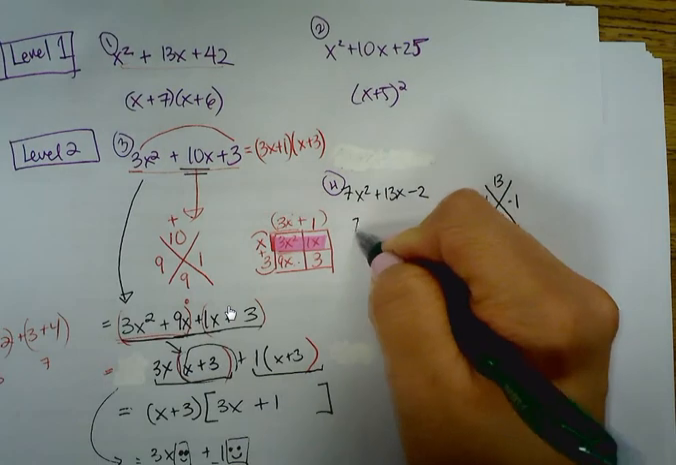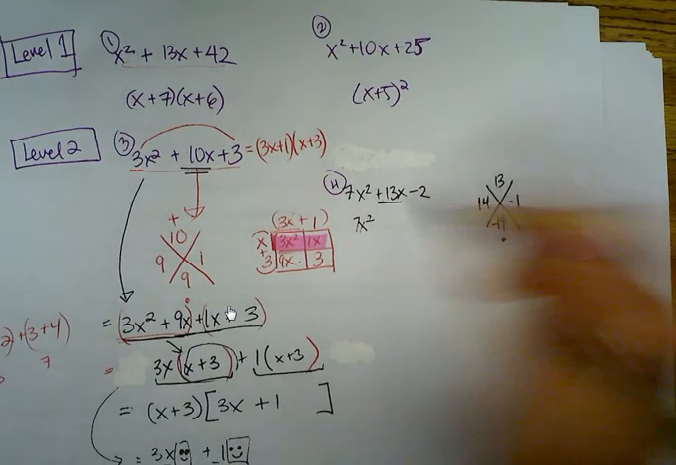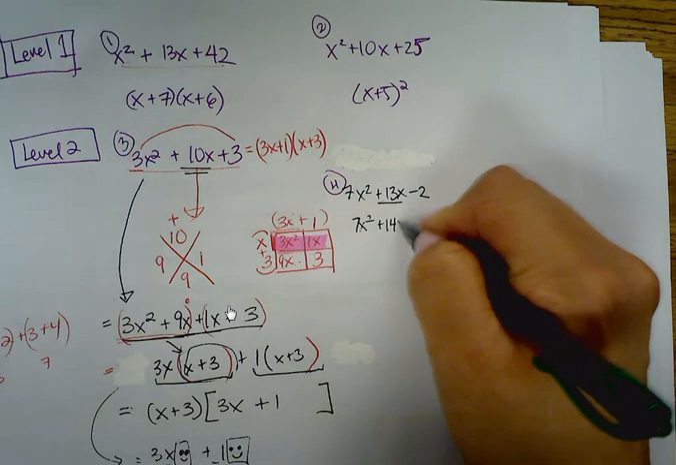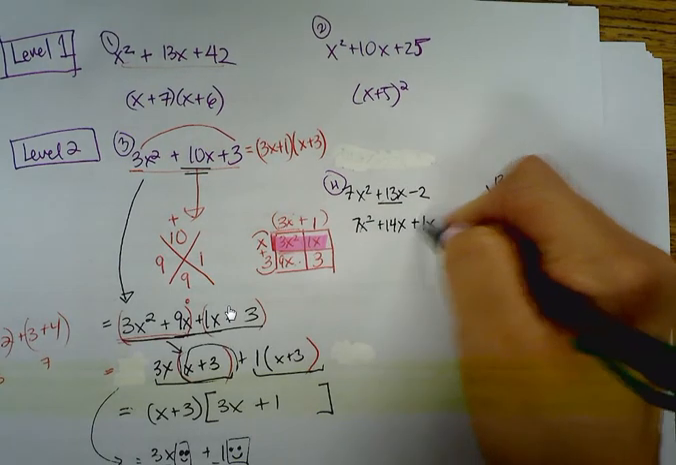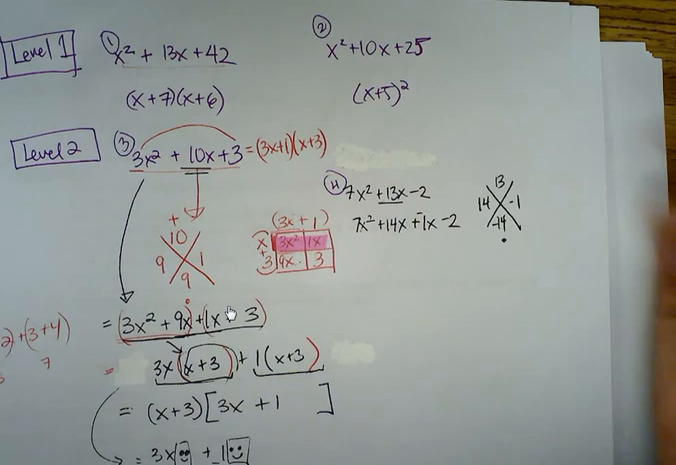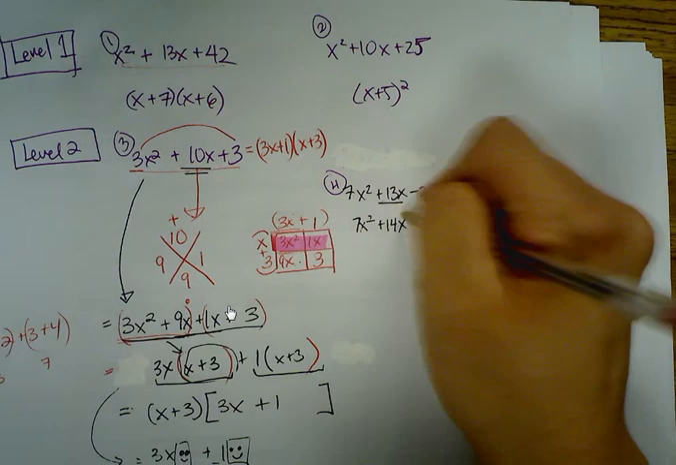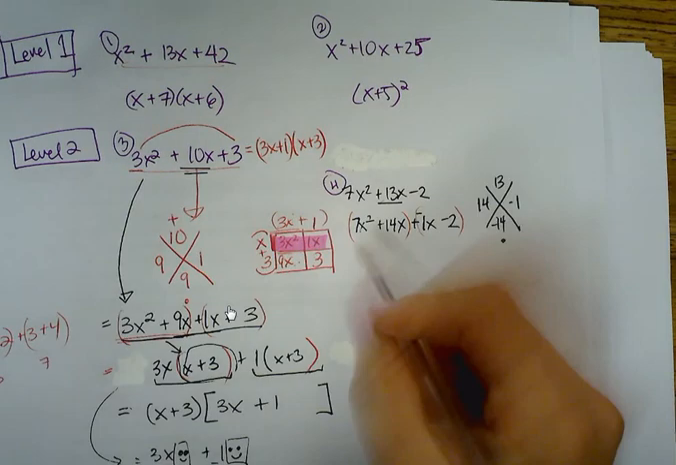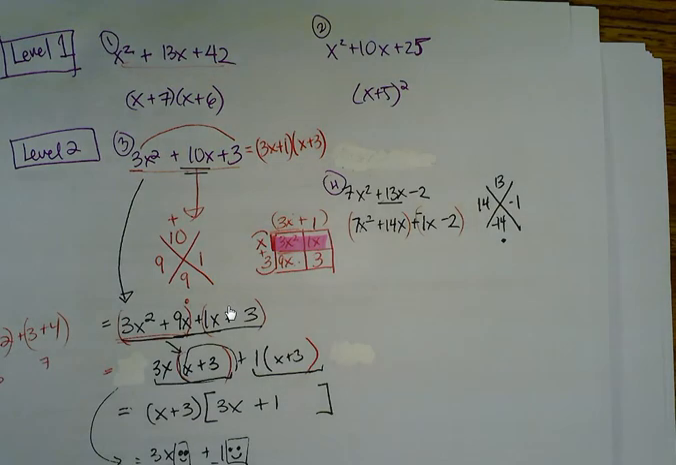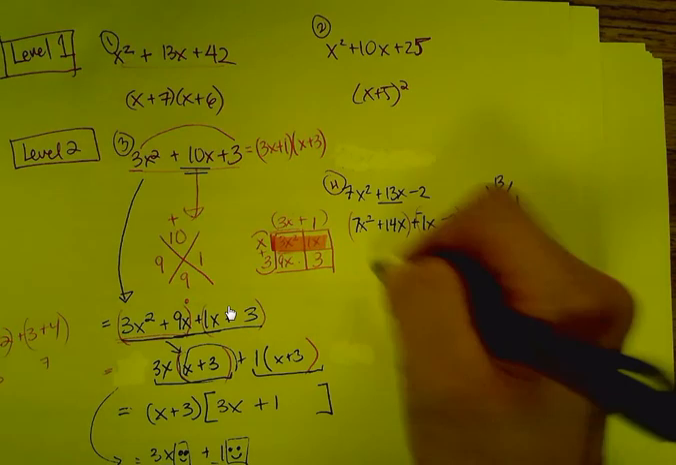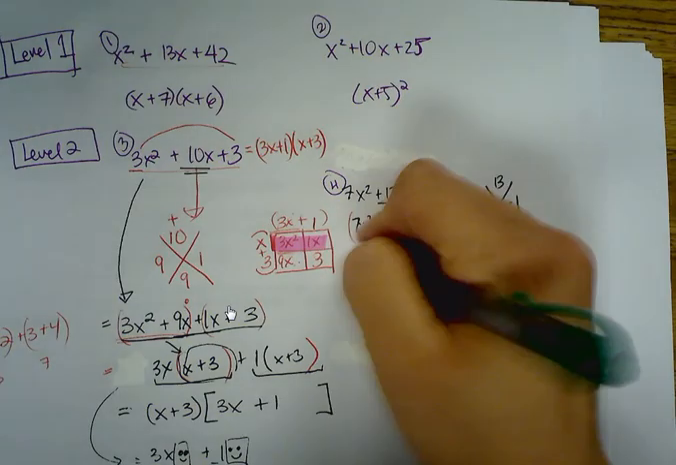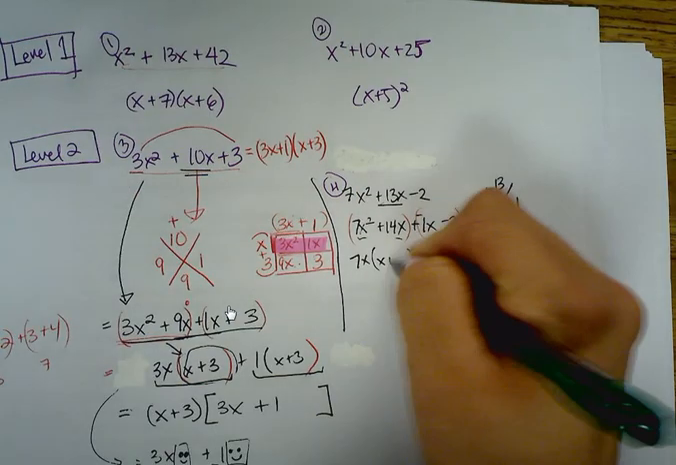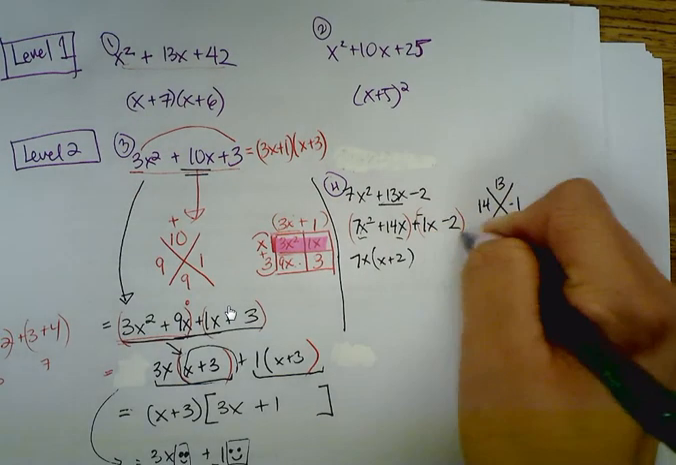The 13x is what? You could split that up into 14x minus 1x, yeah? Now let's group them. What can I pull out of the 7x squared plus 14x? 7x. Okay. And what's left then? X plus 2. What can I factor out of here? Negative 1. So then I get an x plus 2.